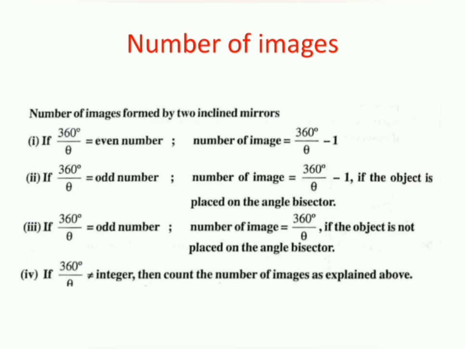And sometimes if you get 360 by theta as a non-integer, then only take the numerical part and remove the decimal. Like if you get the answer as 3.5, the number of images should be considered as 3.